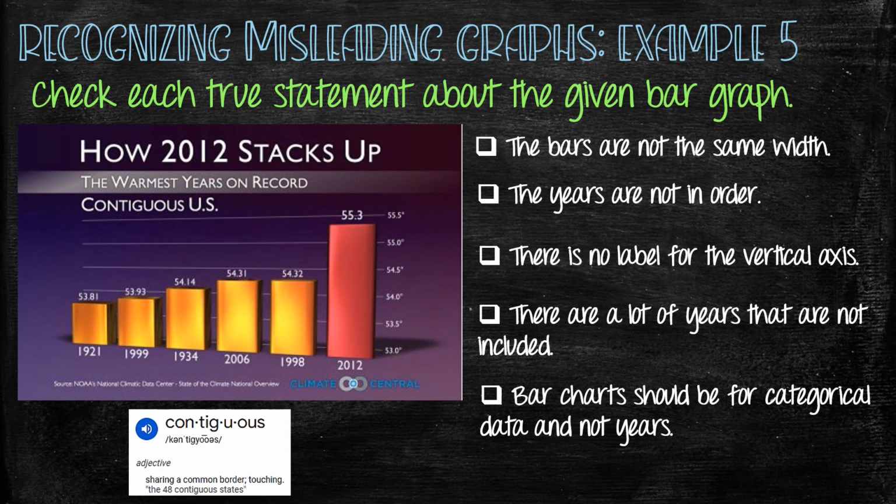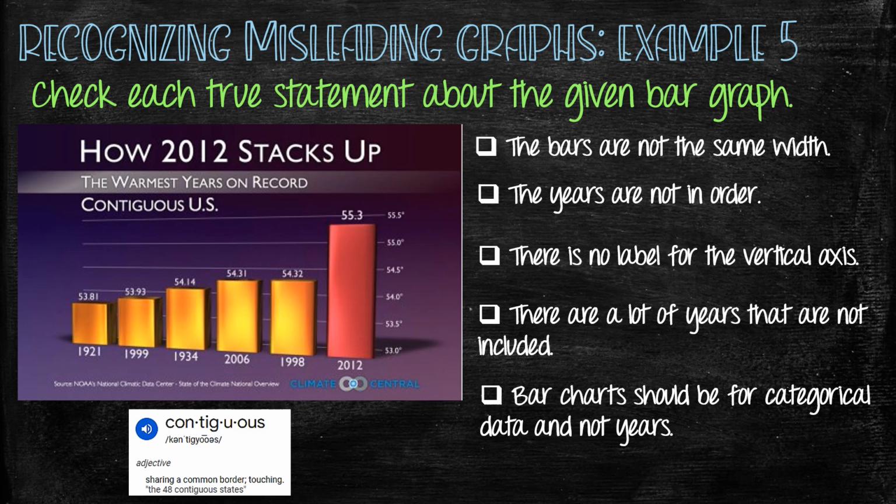Example 5, check each true statement, and it's the warmest years on record. Contiguous U.S. So I looked it up for us. Sharing a common border, touching. So their specific example, which works for us, is the 48 contiguous states.